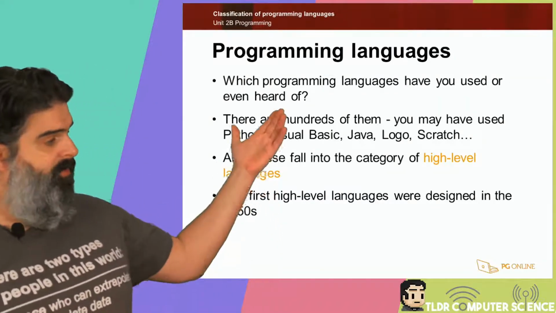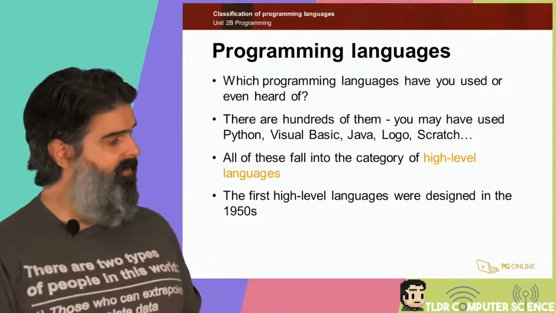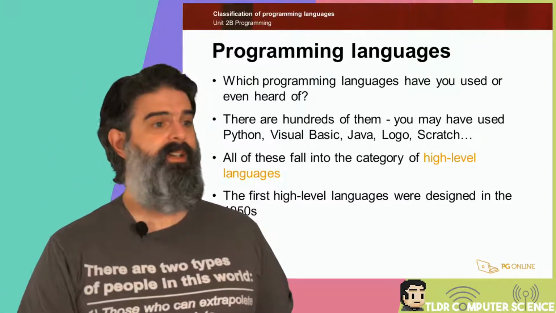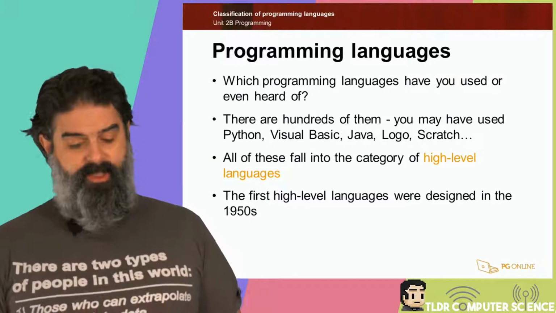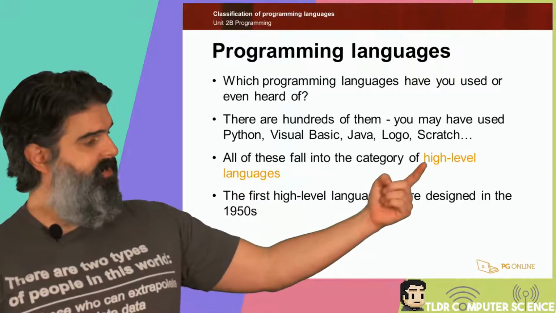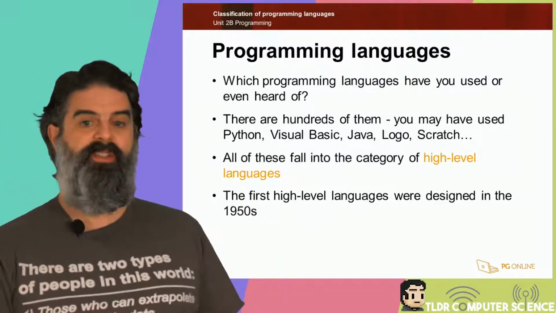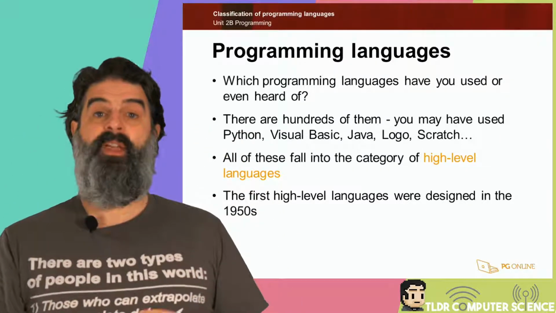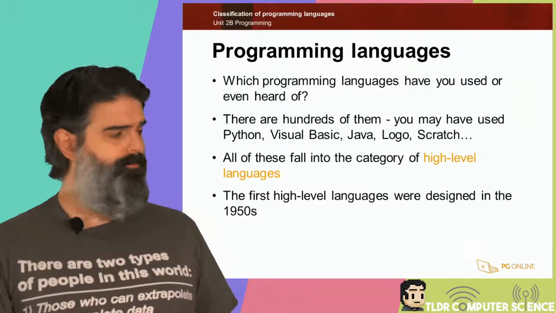So, what programming languages have you used or heard of? Well, we've made use of Python, but there are hundreds: JavaScript, Java, Visual Basic. There are literally hundreds of different programming languages. But the ones you might have used, like Python, Scratch, and JavaScript, which we've heard of, are all considered high-level languages. So they're much further away from how the machine works, and they're easier for people like us to write code with.